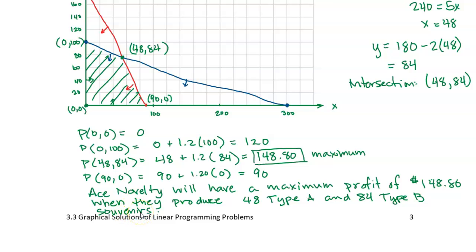All right, so that's my final answer. They're going to make a maximum of $148.80 when they make 48 type A's and 84 type B's.